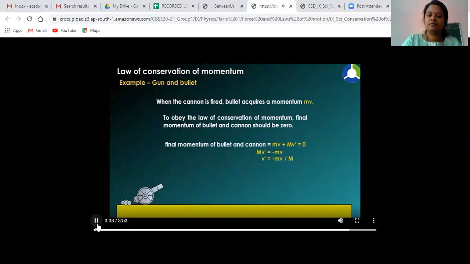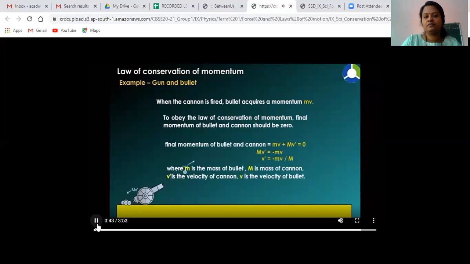mv dash equals negative mv. v dash equals negative mv by capital M, where small m is the mass of the bullet, capital M is the mass of the cannon, v dash is the velocity of the cannon, and v is the velocity of the bullet. So in this way, we have learned what the law of conservation of momentum is.